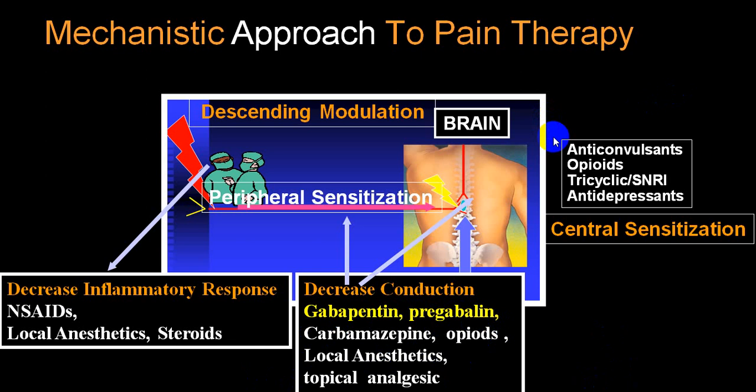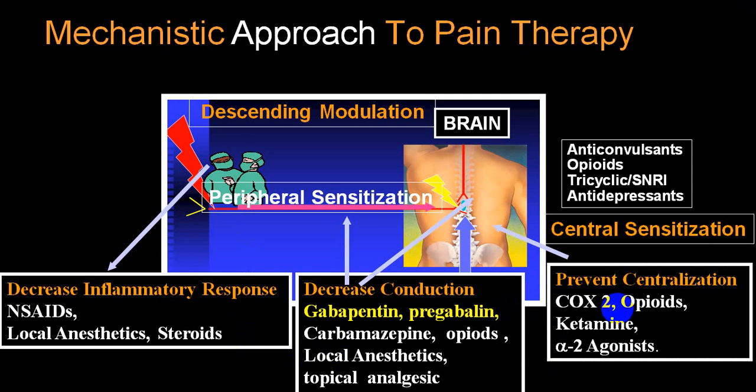And the drugs which act at the central level, at central sensitization, are anticonvulsant drugs, particularly what we call anti-epileptic drugs. There are a good number of anti-epileptic drugs which can act at that level, like carbamazepine. Then there are drugs which will prevent central sensitization, like COX-2 inhibitors, opioids, ketamine, and alpha-2 agonists.